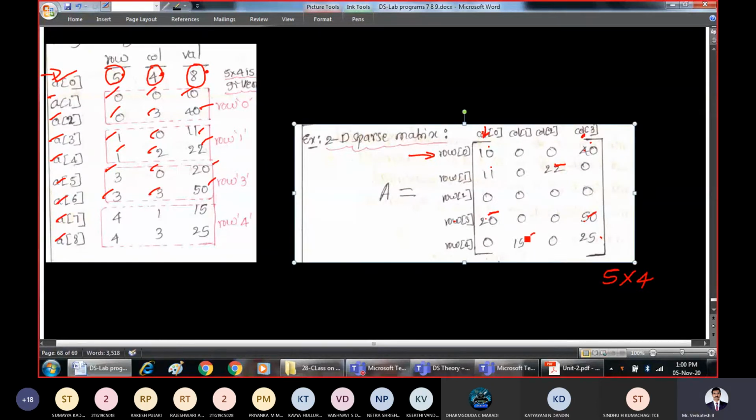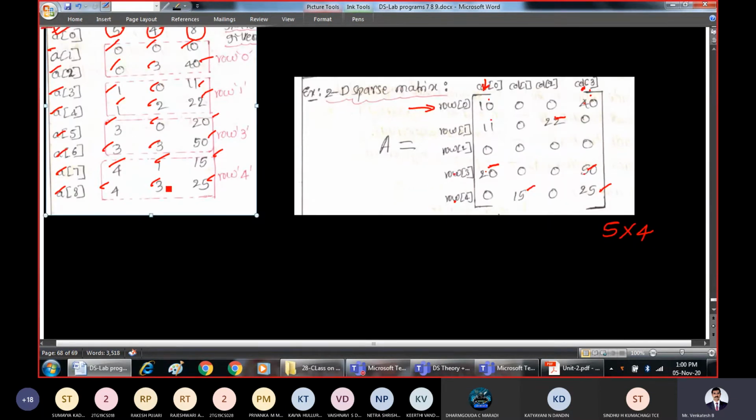Next, where is 15 located? At fourth row and first column, 15 is located. Next, where is 25 located? At fourth row and third column, 25 is located. So this is the normal representation of the sparse matrix, or you call it the triplet representation of the sparse matrix. In triplet representation, you just have to concentrate on the non-zero elements.